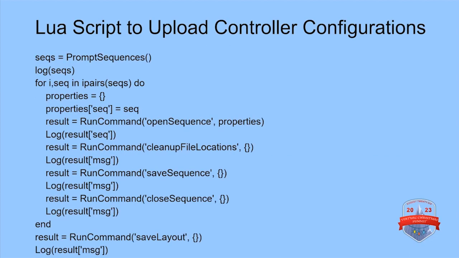And this is an example of that Lua script. That's all the coding it took to make that happen. It prompts you for the sequences, based on which ones it selects. It then goes through and runs the open sequence, the cleanup file locations, the save sequence, and the close sequence, and then it saves the layout after it's updated all the sequences. That's all it took to do that. This maybe took 5 or 10 minutes to write. It doesn't take a whole lot to do.